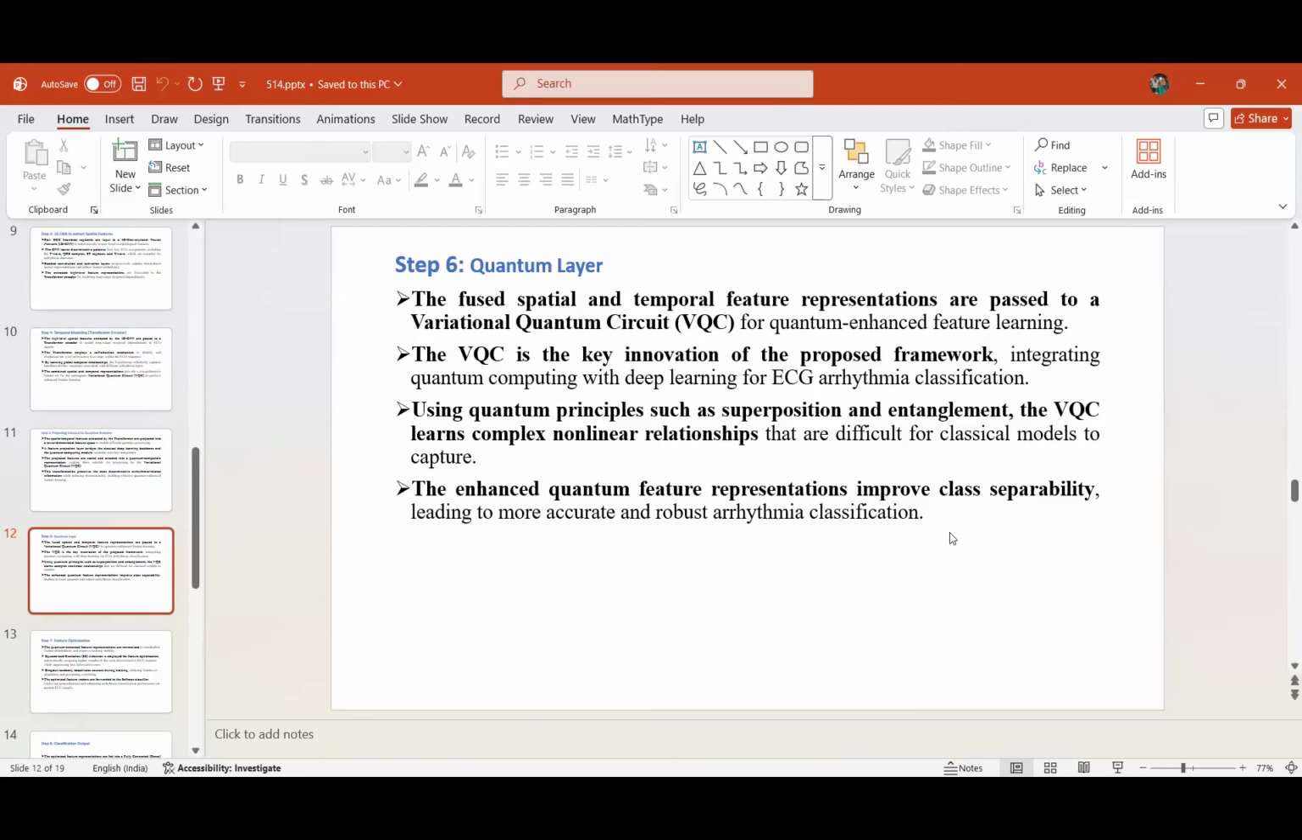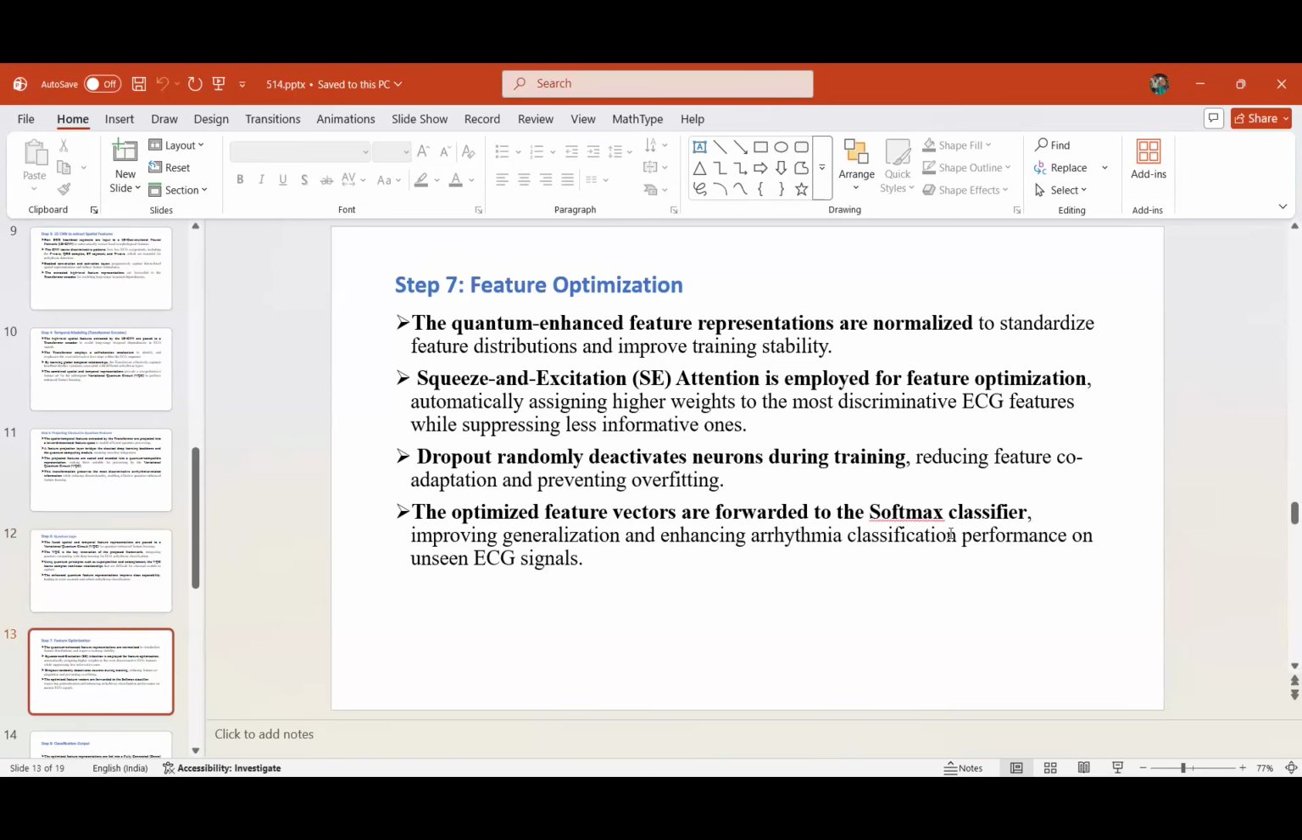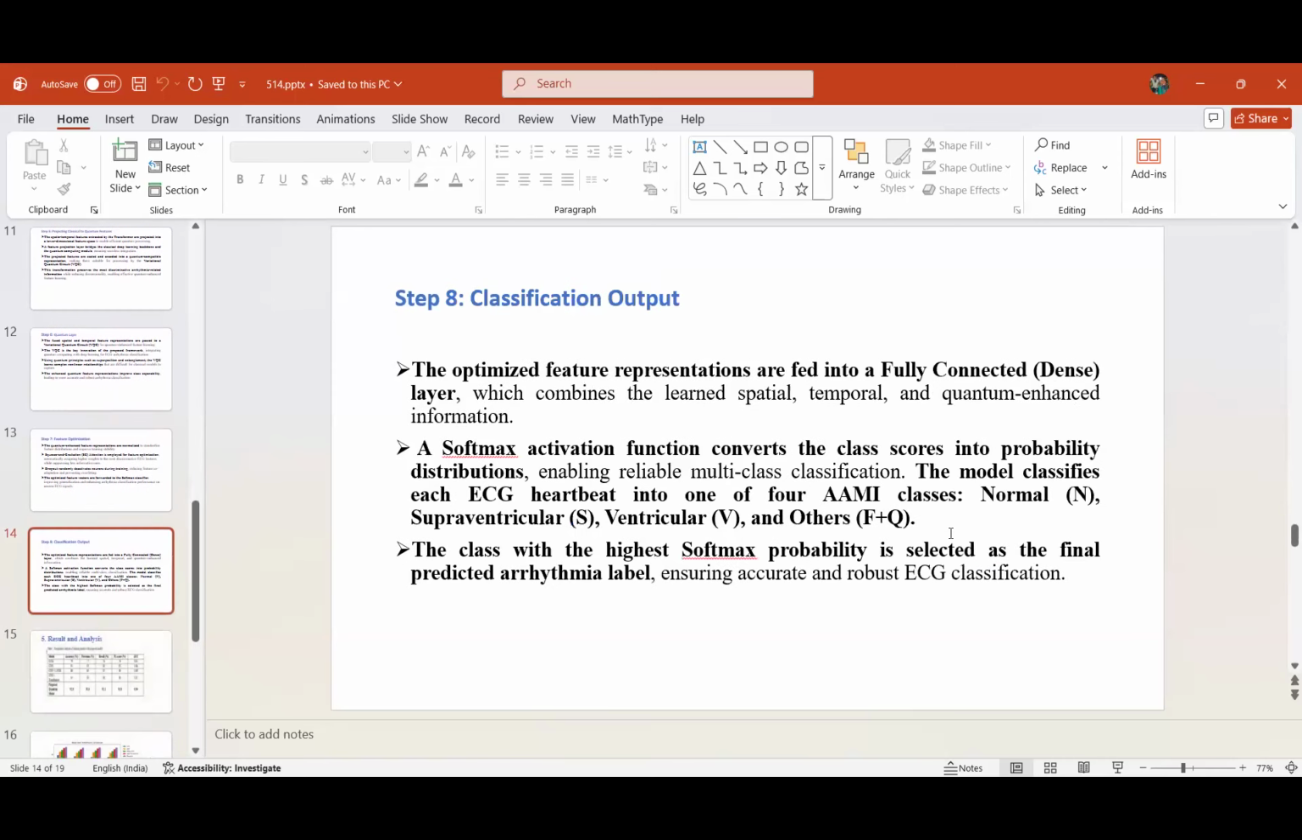This is the quantum layer, and it uses superposition and entanglement to capture complex nonlinear relationships that are difficult for classical models to capture. The enhanced quantum feature representation improves class separability. This is the feature optimization, and for it we use the squeeze and excitation function. With the help of this tool, we are optimizing the features generated from the quantum layer. So this is the classification output, the final stage of our proposed method.